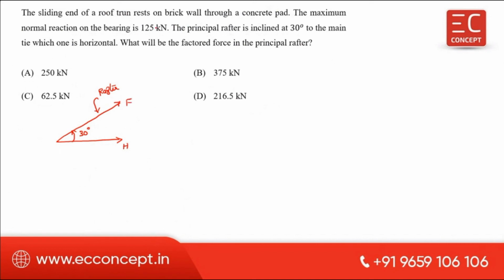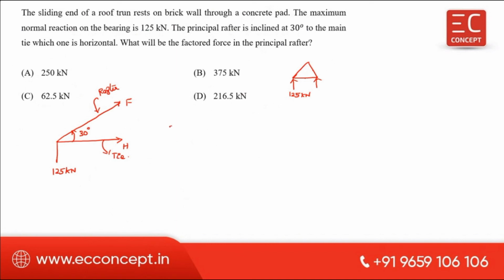The sliding end of the roof truss rests on a brick wall through a concrete pad, with a maximum normal reaction. So this roof truss is resting over a concrete pad. This is the rafter, this is the tie. The concrete pad gives a force of 125 kilonewton. What will be the factored force in the principal rafter? That is the force they are asking.